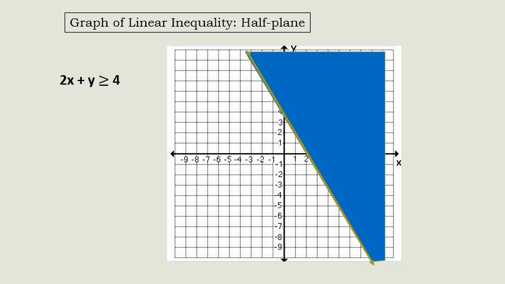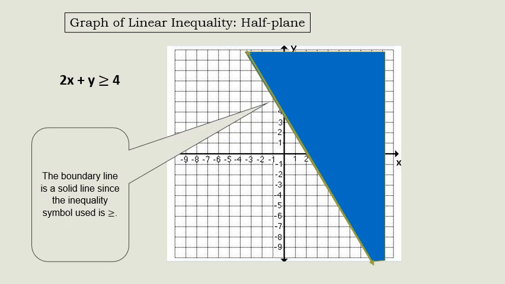In this inequality graph, there are two lines. This is called the boundary line. The boundary line is a solid line since the inequality symbol used is greater than or equal to. There are two kinds of lines for inequality, the dashed line and the solid line. The solid line is used only for this symbol, greater than or equal to, and the other symbol is less than or equal to.